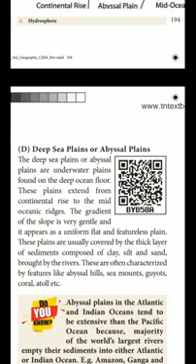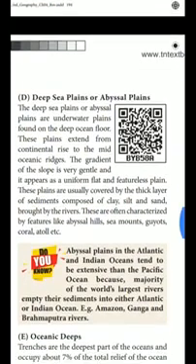Where you can see this one in the deep ocean. These plains extend from the continental rise to the mid-oceanic ridges. So the gradient of the slope is very gentle and it appears as a uniform, flat and featureless plain. These plains are usually covered by thick layers of sediment composed of clay, silt and sand brought by the rivers. So mostly in this plain, what you can see means clay, silt and sand. These are often characterized by features like abyssal hill, seamount, guyots, coral, atoll, etc.